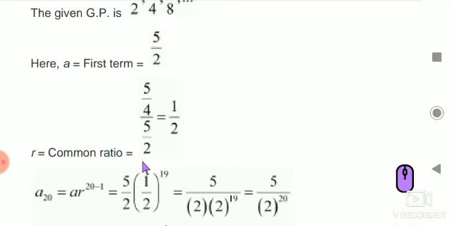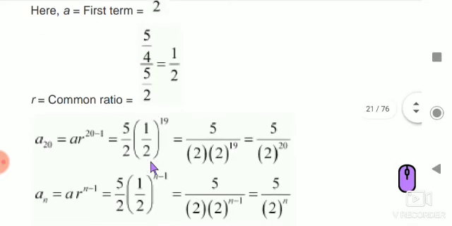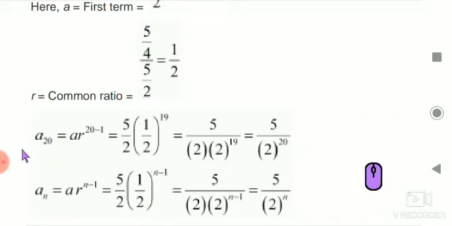Since the ratio is less than 1, the 20th term of the given progression is A20 is equal to A into R to the power n minus 1. But n is nothing but 20, therefore here A is 5 by 2. 5 by 2 into ratio 1 by 2 raised to 20 minus 1, that gives 19. After simplification of this, it will be 5 divided by 2 into 2 raised to 19, or it is equal to 5 divided by 2 raised to 20.